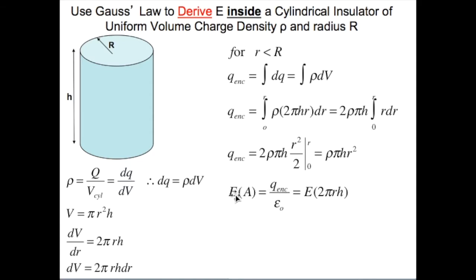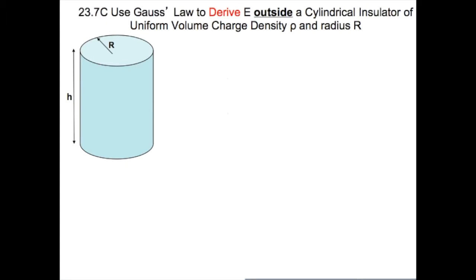And so, A is 2 pi rh, because that's the area of our Gaussian surface. Because the Gaussian surface we're going to use here, obviously, is also a cylinder. And so the outer wall of the cylinder is going to be 2 pi rh. That's the area. So E is this expression, right? We divide this to the other side, and we simplify, and we end up with rho r over 2 epsilon naught. Okay. How about outside a cylindrical insulator?